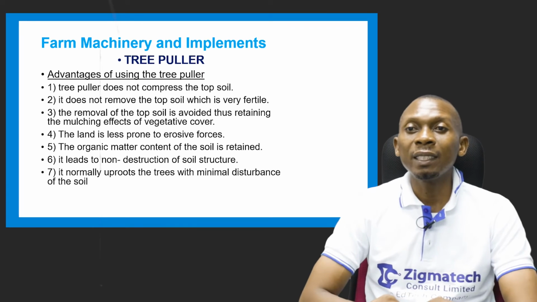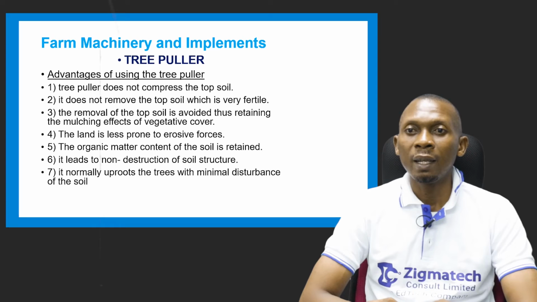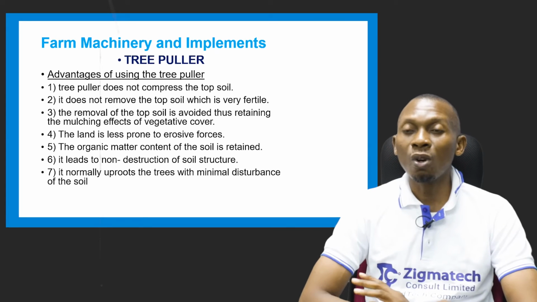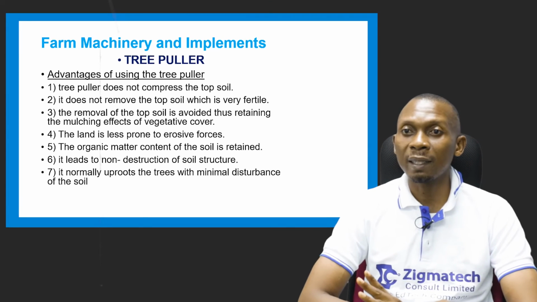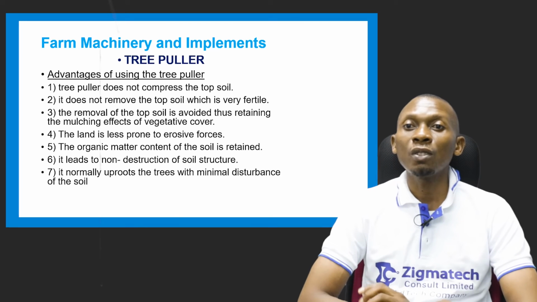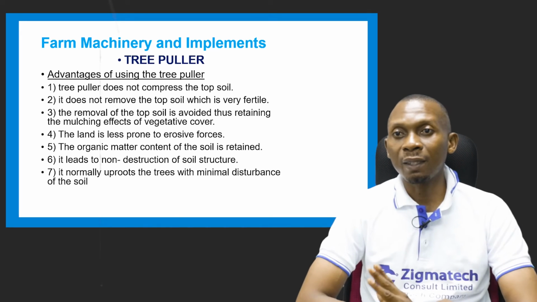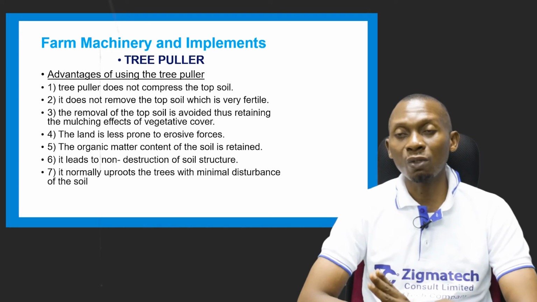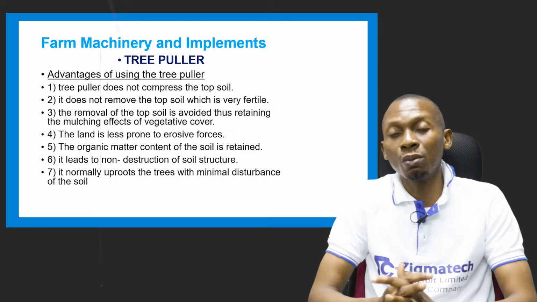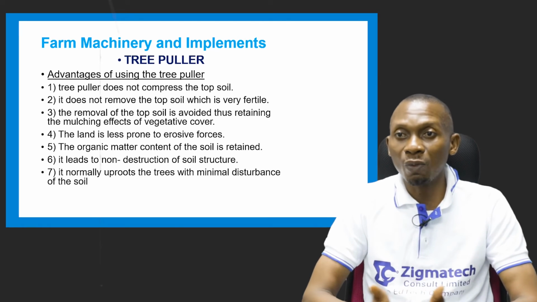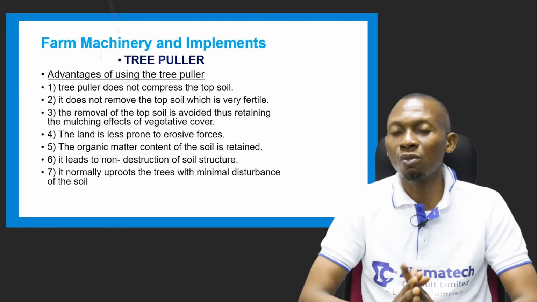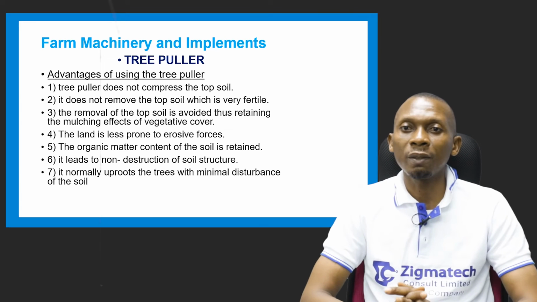What are the advantages of using a tree puller? Now, it doesn't compress the topsoil. That means it protects the soil structure and doesn't cause damage to it. It does not remove the topsoil, which is fertile and very important, because in trying to get rid of the trees, if you're using the bulldozer, you may end up removing part of the topsoil, but the tree puller doesn't remove the fertile topsoil.